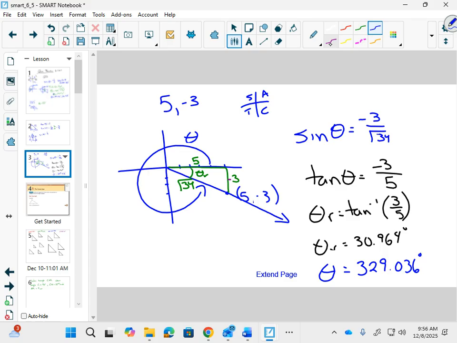So you're going to get situations like this with points in different quadrants, and I could give you a bunch of different information. I could just give you the point. And then you can find the hypotenuse, then you can find the angles, then you can find all the ratios. Sometimes I give you the ratio.